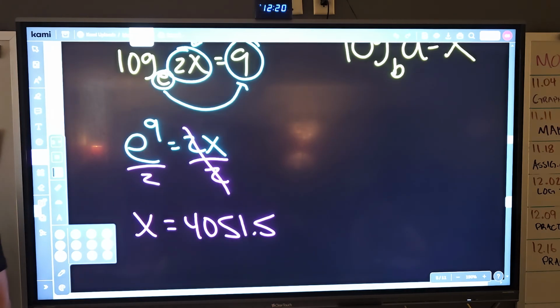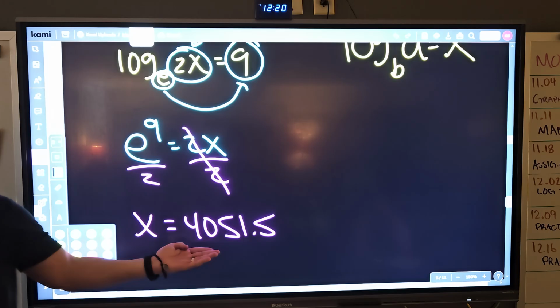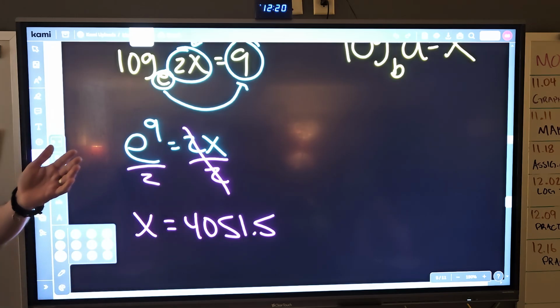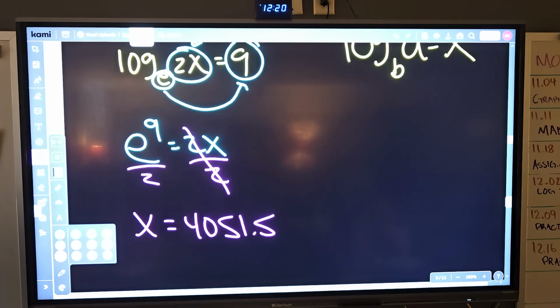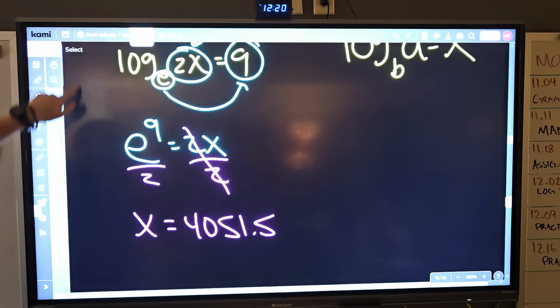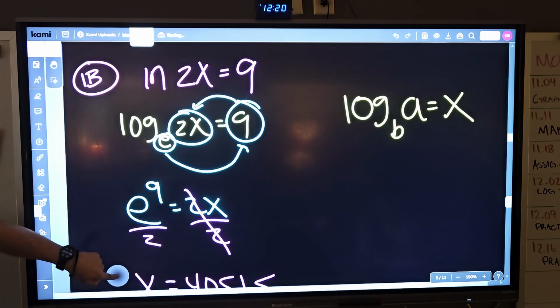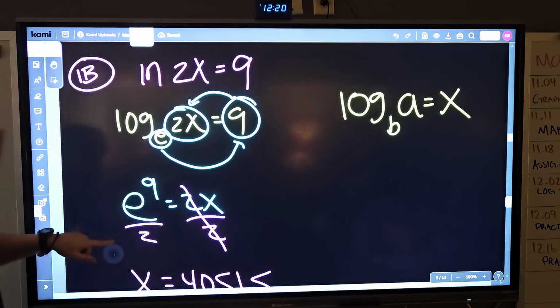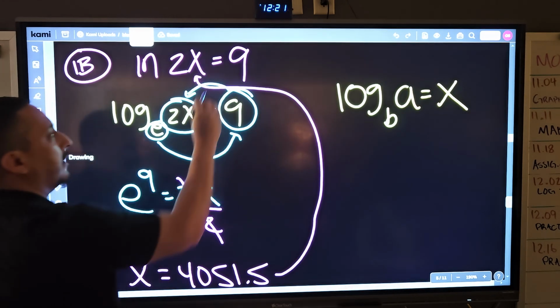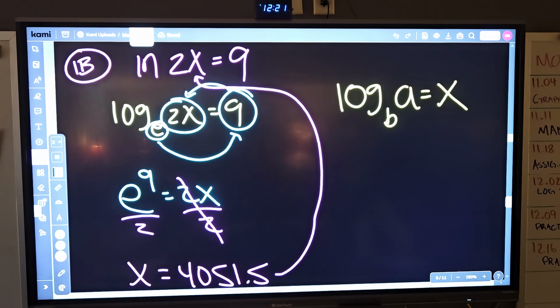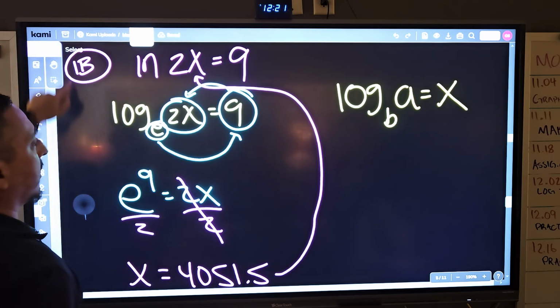Would this one be good to check on the calculator by graphing? No, it's in the 4,000s. You have to get your window way out. Now, if you're good at knowing how to mess with your window, you could do it pretty quickly. But if all you know is how to zoom out, you're going to be there for a couple of days. Zooming out, zooming out, zooming out. So you don't want to do it that way. Any questions, guys, on this one? It's better to plug it back in. Just put this number in here and see if it equals 9. If it equals 9, that's the right answer. That's the true answer.